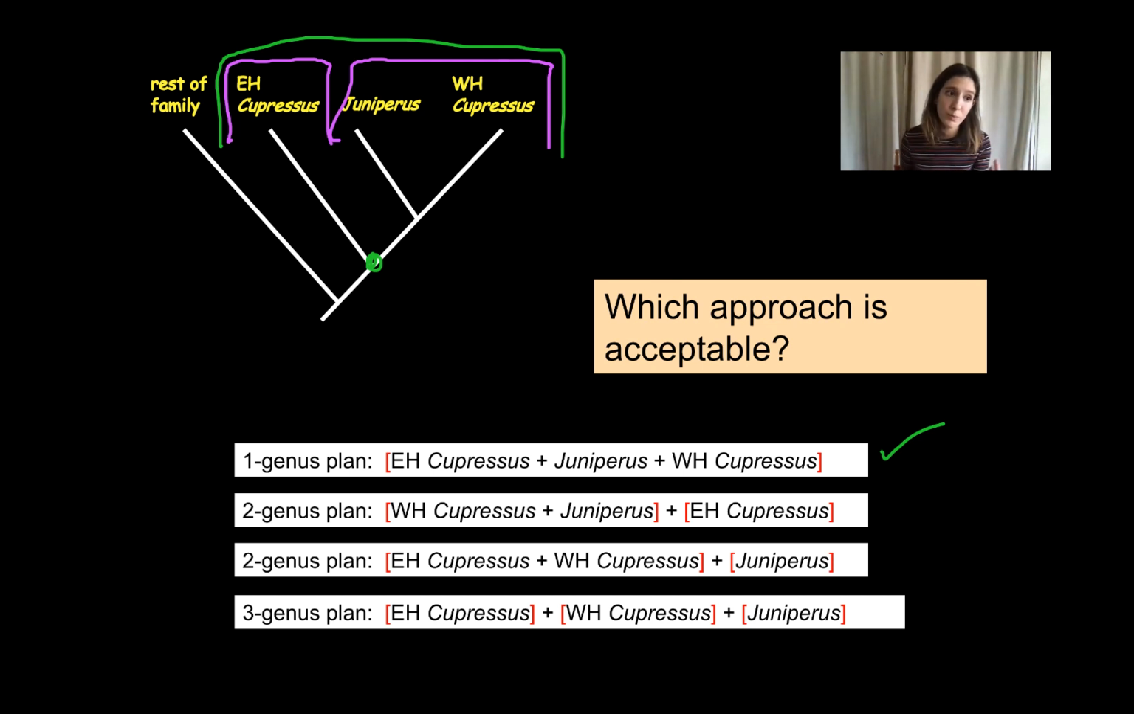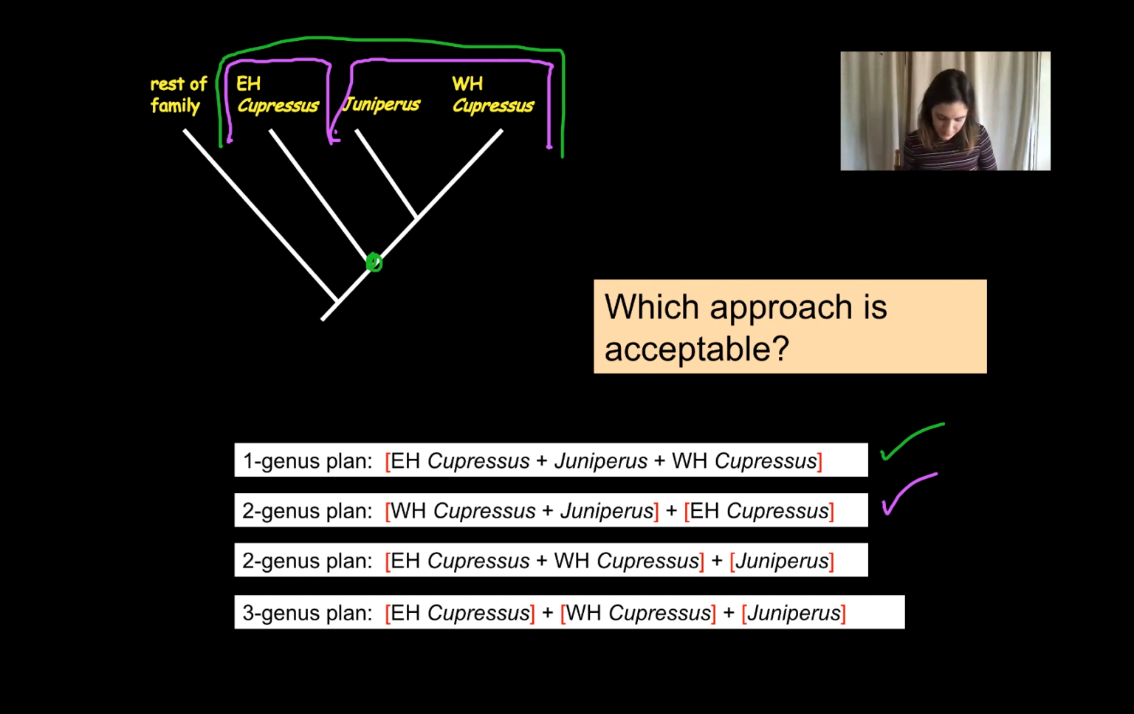You can be one of two things if you're getting a name in 2020 as a modern taxonomist. You're either a single element like that, or you're a monophyletic group. And that's what this other group is here, the Juniperus and Western Hemisphere Cupressus. That's a monophyletic group. And so the two genus plan works. At least that two genus plan works.